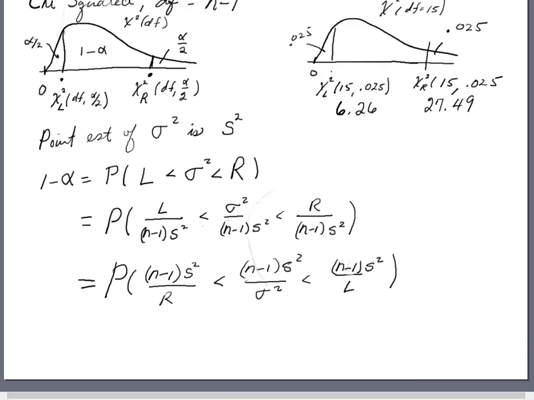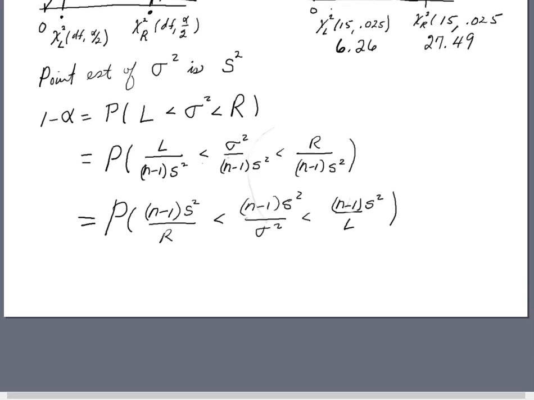So now we've got a chi-square distribution right in the middle, and you can see why we introduced chi-square above. So what is this telling me? Well, let's look at a picture of this probability. So here's 0, and here's a chi-square distribution, and I've got a point right here.